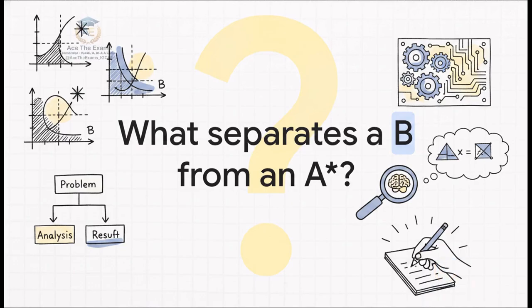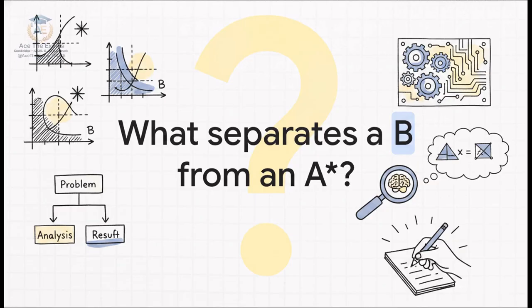So here's the golden question, right? What actually separates a B-grade candidate from an A-star candidate when we're talking about integrating plane areas? You might think, oh, it's just natural math talent, or they just never make careless arithmetic mistakes. But when you look at this through the lens of the principal examiners, the folks actually designing these Cambridge papers and writing the mark schemes, a completely different reality emerges.